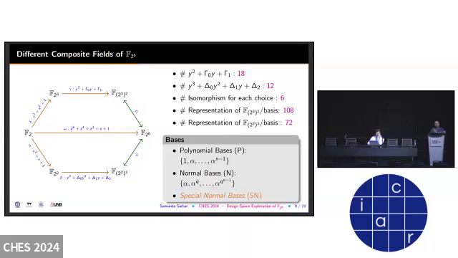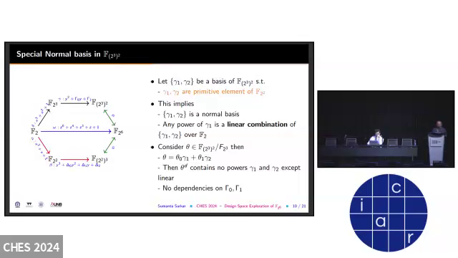Essentially, there are some classes of bases, for example, polynomial bases and normal bases. You can choose one of them, or rather, we have treated both polynomial bases and normal bases. While studying this, we found an interesting class of bases which have very nice properties, that we call special normal bases. So what are special normal bases?